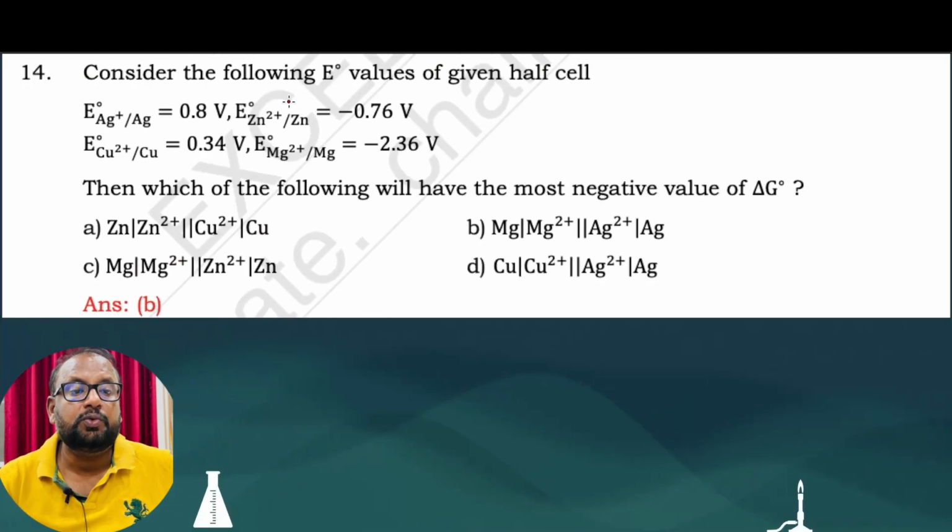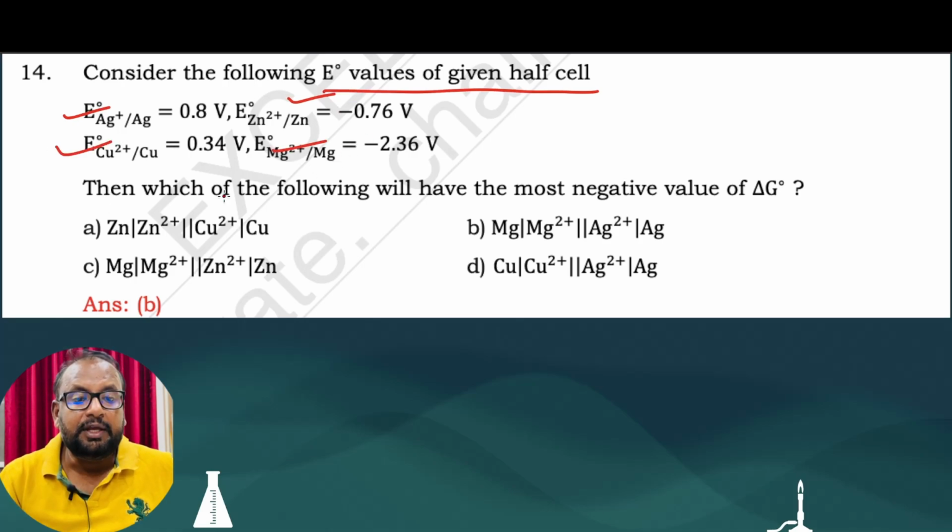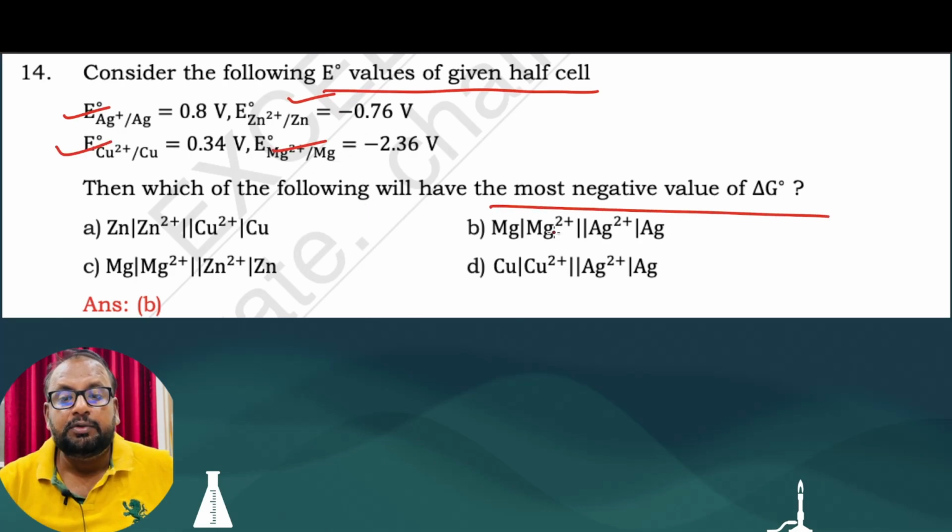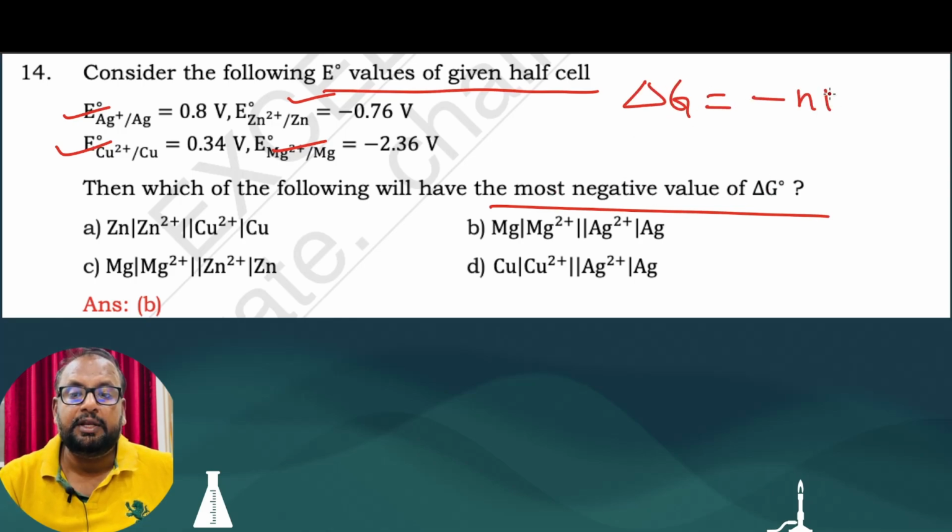Right. Next one, consider the following E naught values for given half cells. E naught values of silver, zinc, copper, and magnesium are given. Then which of the following will give the most negative delta G value? So delta G equals minus nEF.